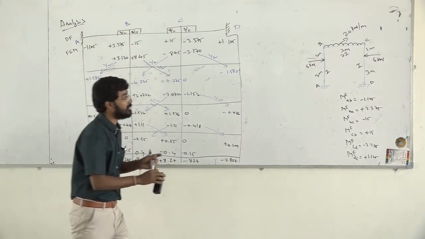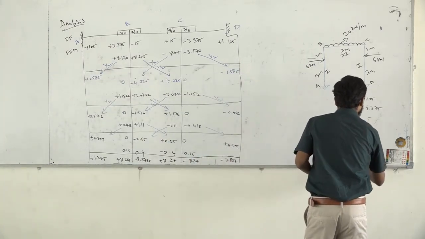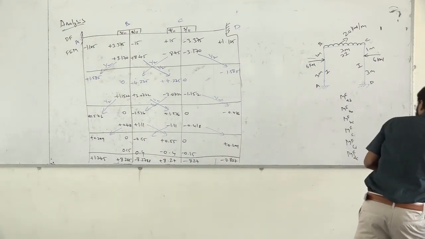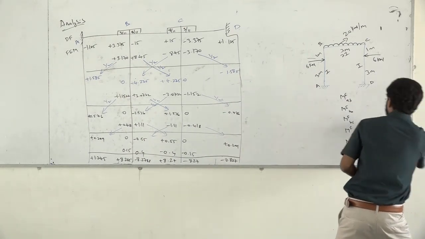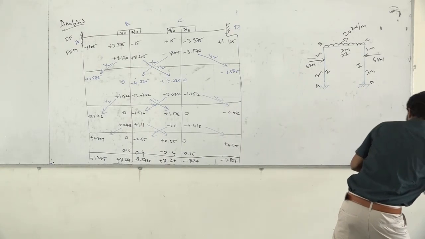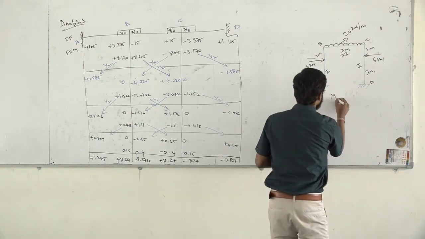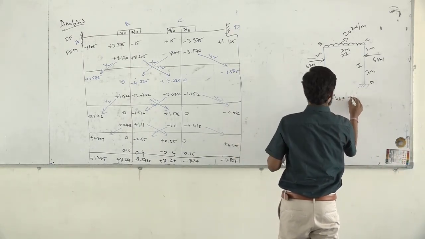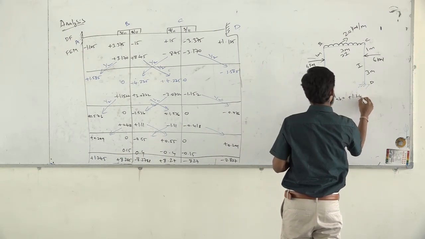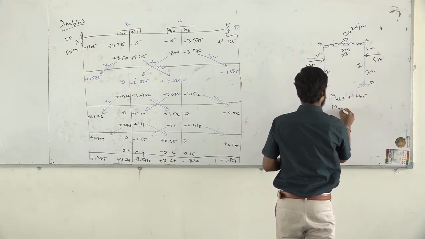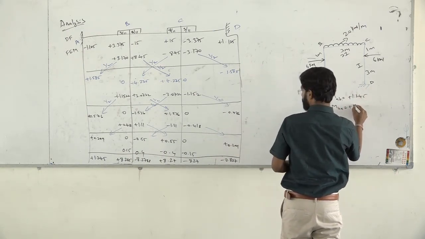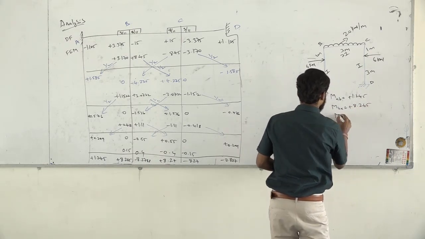Now you can rub it over here. Now these are our final end moments. Those values you can write over here. Now final end moments, if you see, we have MAB, MBA. We have MAB as plus 1.245. Similarly MBA, we have plus 8.265.